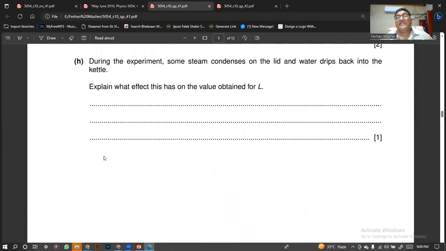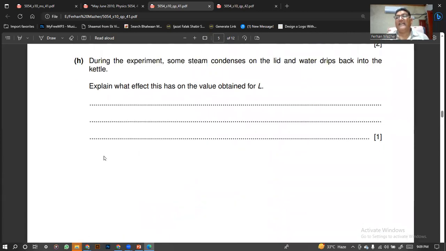Okay, during the experiment, some steam condenses on the lid and the water drips back into the kettle. Explain what effect this has on the value obtained. You see, when the water boils, you have provided heat and it has boiled off. And when the steam touches the lid, some of that steam which comes in contact with the lid condenses, converts back into liquid water, and that condensed water drops again into the kettle. So you have to again boil it.